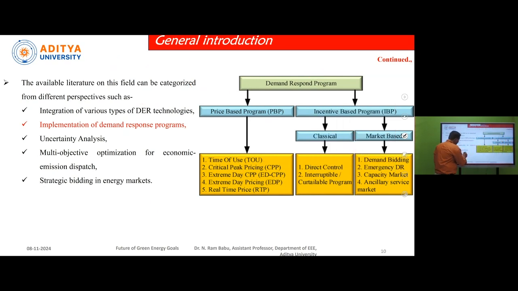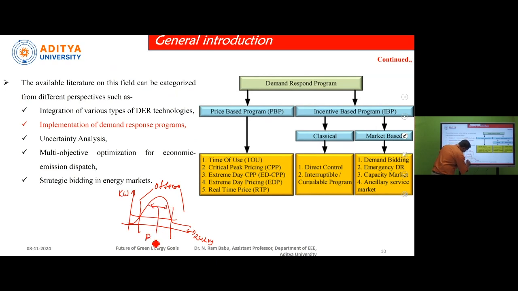Let us take the load curve. This is time in 24 hours and load in kilowatts. You can observe that the cost during off peak, that means from here to here and here to here, is called off peak hours. And this part is called peak hours.